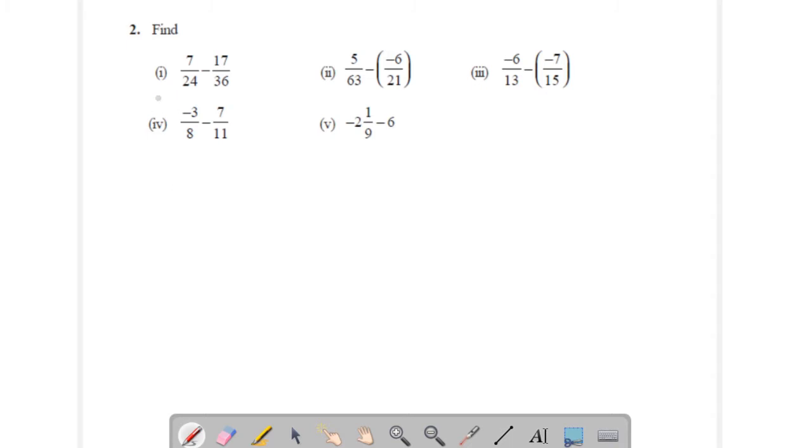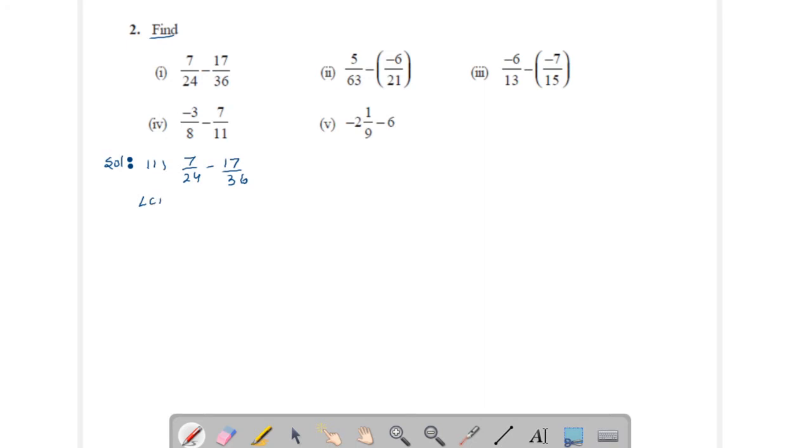Now come to question number 2. Find. Here you have to subtract the rational numbers. See the solution. See first part. It is 7 upon 24 minus 17 upon 36. Here again denominators are not same. Make them same by taking LCM.